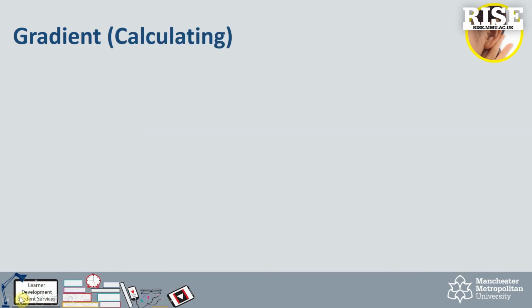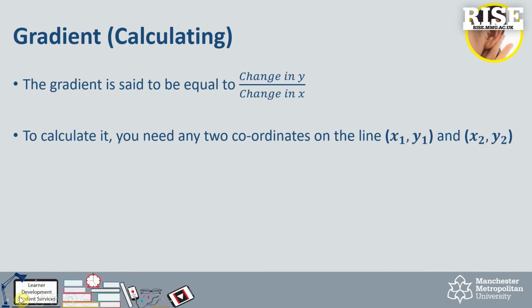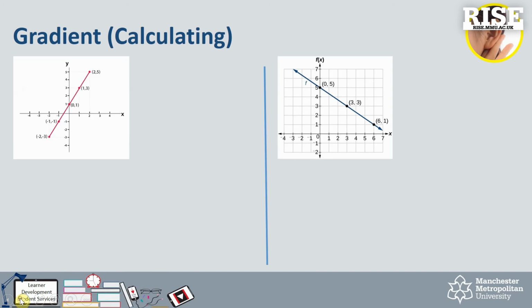How do we calculate the gradient then? Well, the gradient is just said to be equal to the change in y between two coordinates divided by the change in x of those two coordinates. To calculate it, we just need any two coordinates that lie on the line. I've called them x1, y1 for my first point and x2, y2 for my second point. The gradient then would be the difference between the y coordinates, so y1 take away y2, divided by the difference between the x coordinates, x1 take away x2.